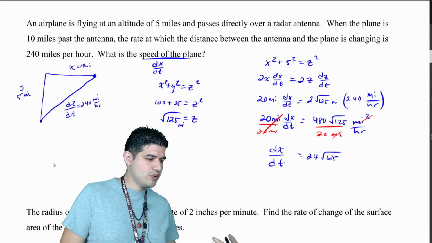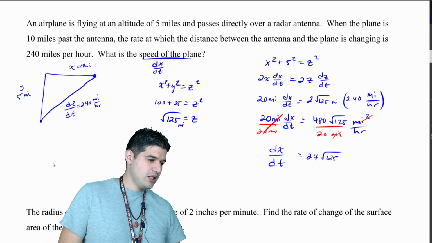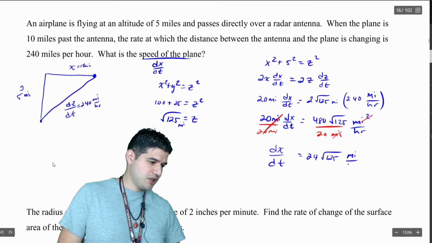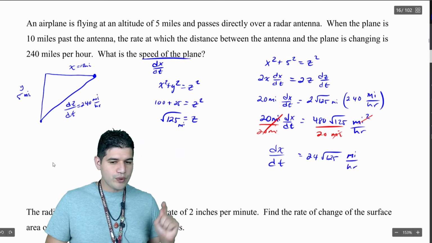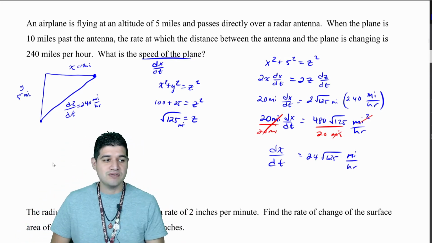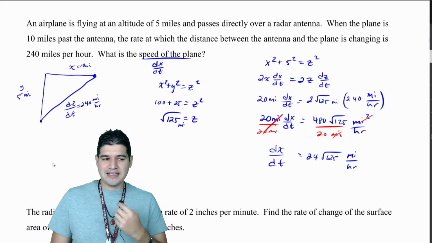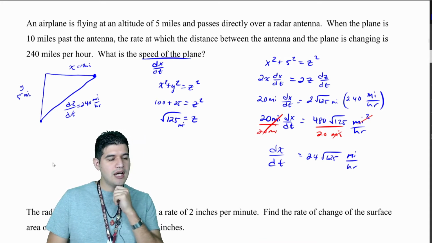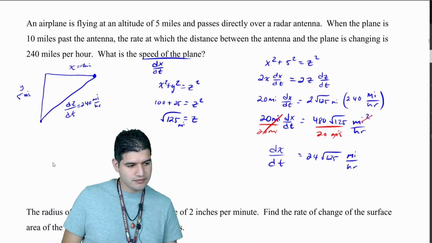24 times the square root of 125, and then miles over hours, so miles per hour. So if we were to multiply that out, we would know the exact speed, or at least round it to a certain decimal value, of the plane. I wonder what that decimal value is. I'll leave that to you guys to figure out.